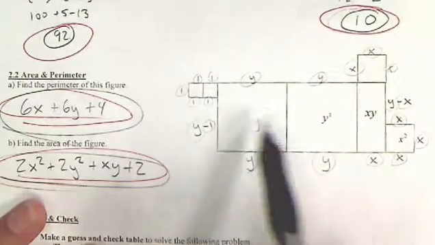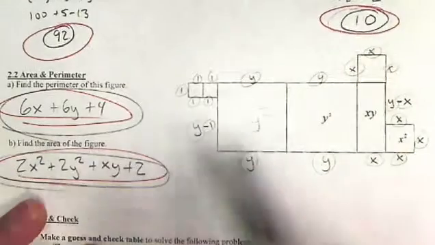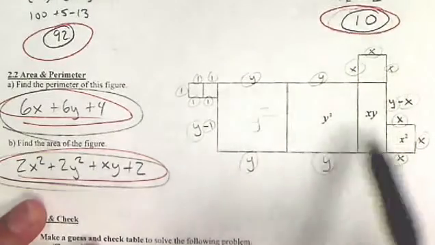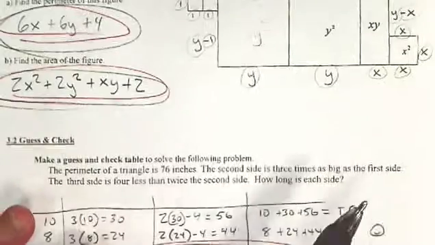And then when it's the area, it's just what do I have inside? Well, I have an x squared, another x squared, that's 2x squared. It's 1, 2 y squareds. An xy and 2 1's. That's how I got that guy.